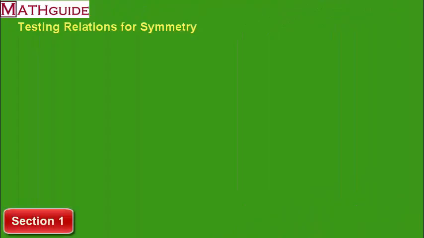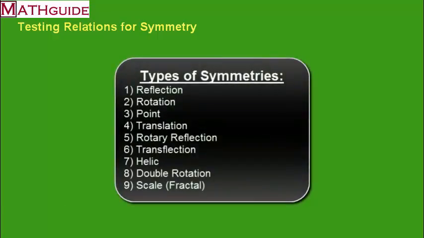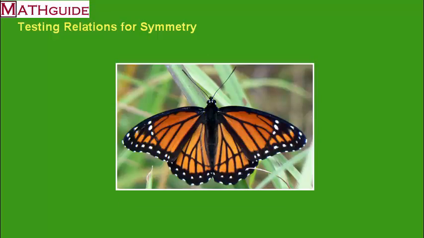In our first section, we're going to talk about symmetry in general. There are several different types of symmetries. There's reflectional, rotational, and point symmetry. But let's talk about symmetry as it applies to pictures. So in our first picture, let's take a look at a butterfly. So here's a picture of a monarch butterfly.